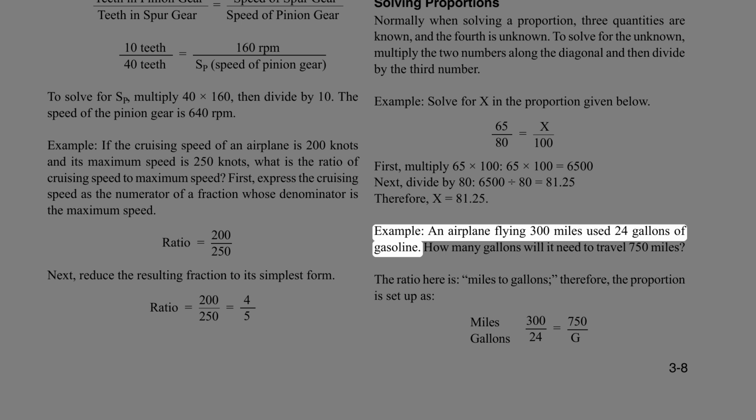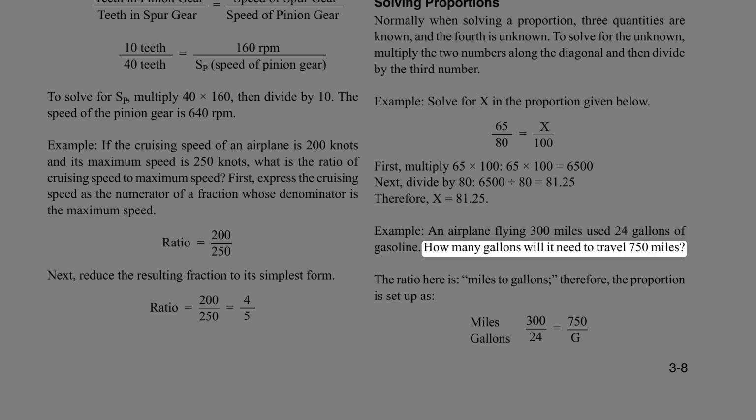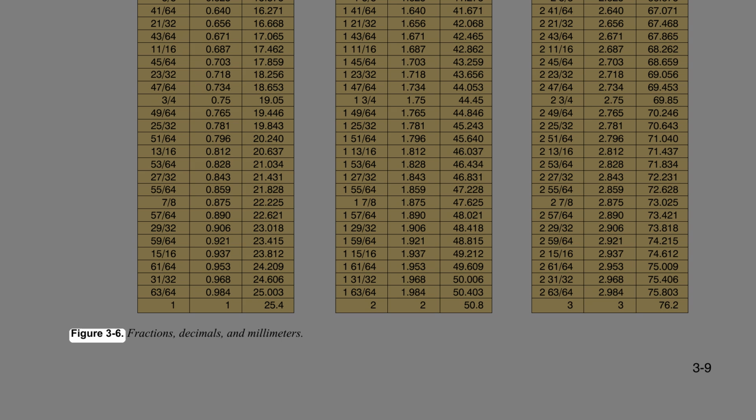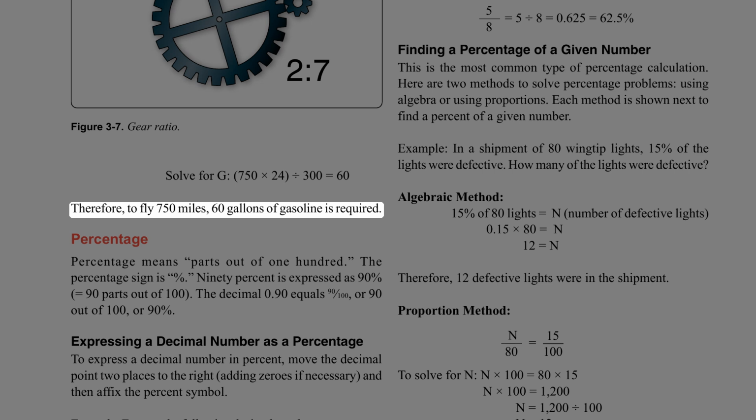Example: an airplane flying 300 miles used 24 gallons of gasoline. How many gallons will it need to travel 750 miles? The ratio here is miles to gallons, therefore, the proportion is set up as shown in figure 3-6. Therefore, to fly 750 miles, 60 gallons of gasoline is required.